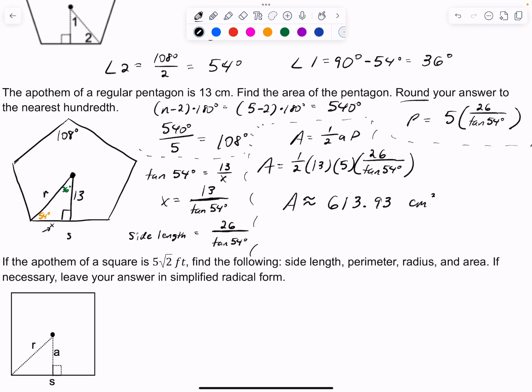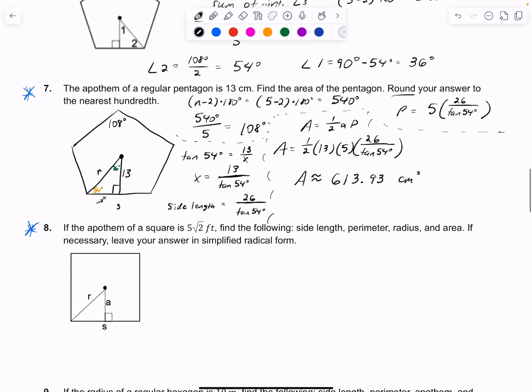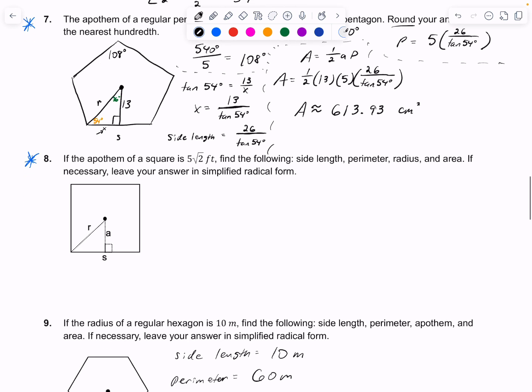I love this problem for many reasons, but probably the most important reason that I find it really interesting is because we had to use trigonometry to find ultimately the side length. We found half of it, and then we doubled it to find the side length. It also requires you to feel comfortable plugging in values into formulas that are not numbers. 26 over tangent of 54 degrees, that is a number, but we wait until the very end before we actually round. All right, one more, number 8, and then we'll be done.